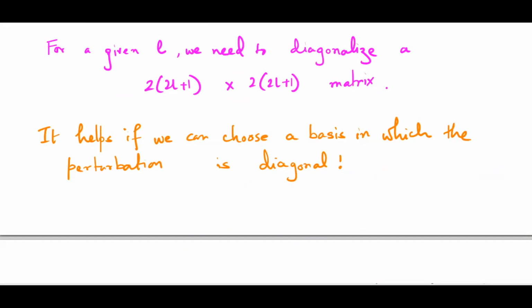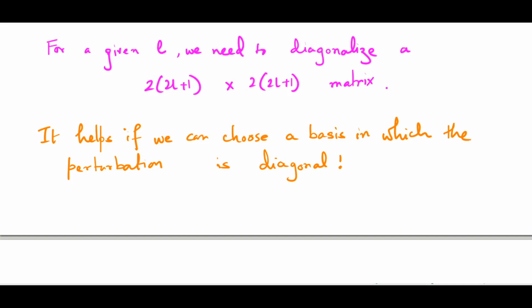So for a given small l, we need to diagonalize a 2 times (2l+1) dimensional square matrix. That's of course better than having to diagonalize a 2n square dimensional matrix, but still quite a lot of work. It would of course help if we had a choice of bases in which the perturbation was already diagonal. Then of course we would have to do no calculation whatsoever other than finding out the diagonal elements themselves to find out the energy correction, at least to first order. And in that case of course the basis functions that you would use would already be the 0th order wave functions from which further calculations could proceed.